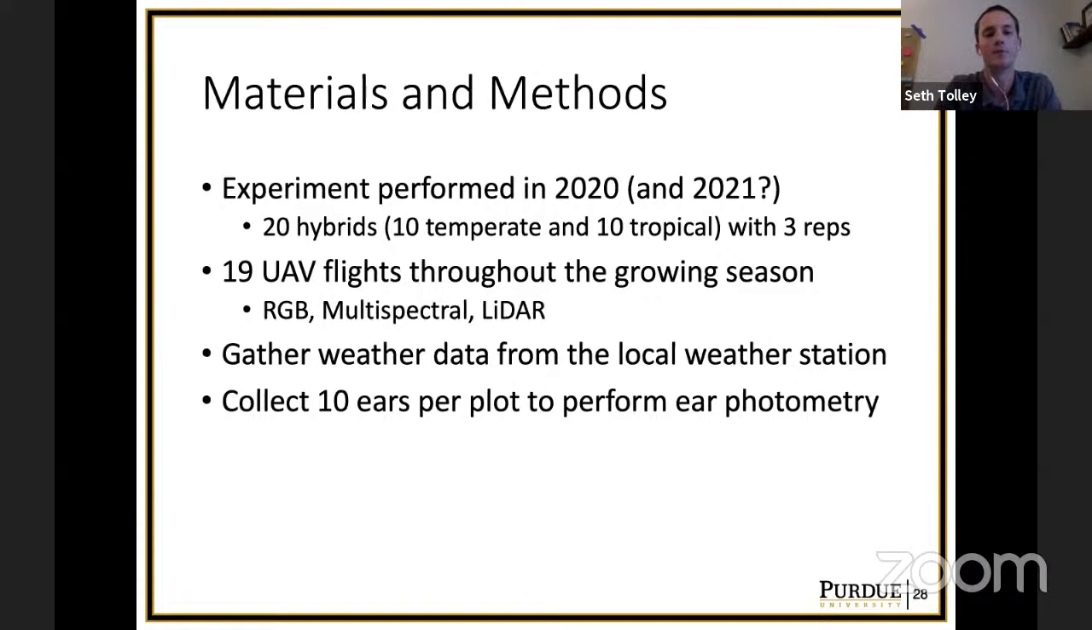Throughout the growing season, we collected 19 UAV flights, which were done roughly on a weekly basis, and we collected RGB, multispectral, and LiDAR information. The plan will be to gather weather data from a local weather station, and we have also collected 10 ears per plot to do ear photometry.